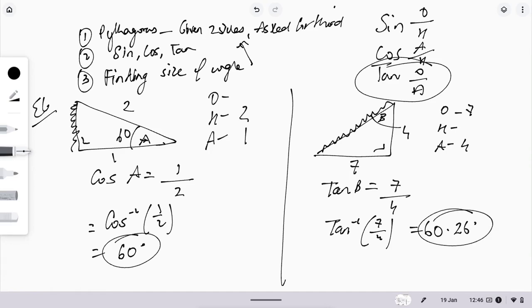It's not always around the 60s or anything. Now, if they did ask you for the degrees, minutes, seconds, press the button under your B button there, and you get 60 degrees, 15 minutes. So if they did ask you for DMS, that's a third thing.